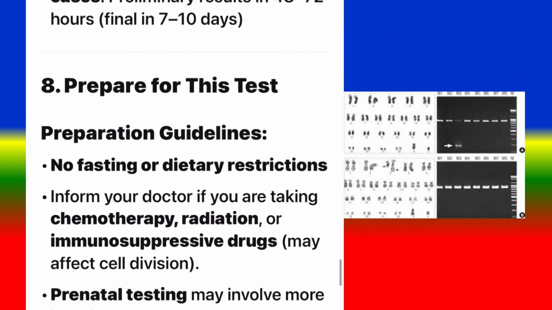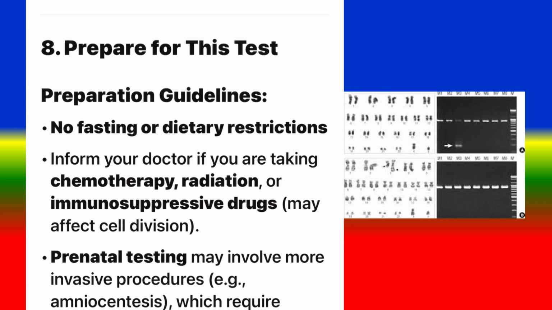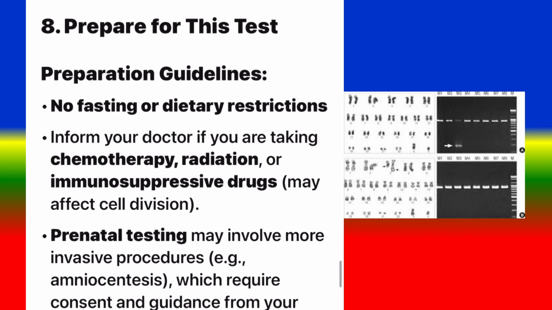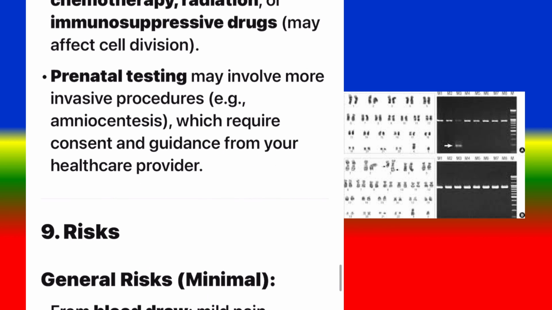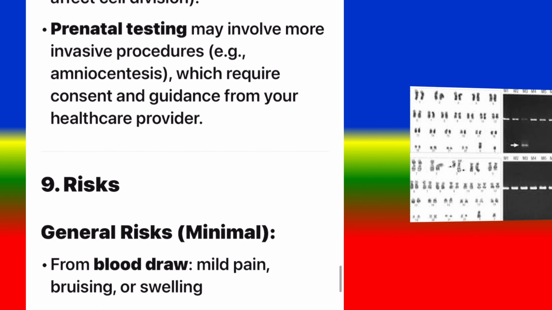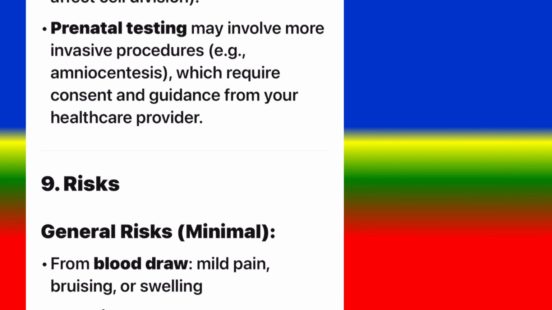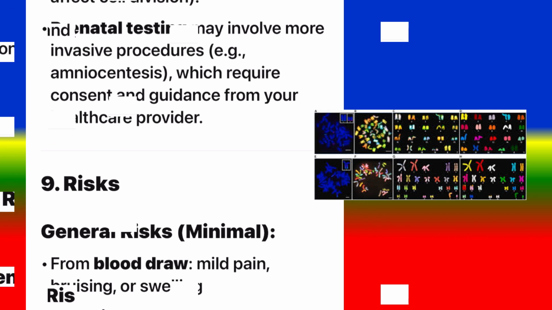8. How to prepare for this test. Preparation guidelines: no fasting or dietary restrictions. Inform your doctor if you're taking chemotherapy, radiation, or immunosuppressive drugs, as they may affect cell division. Prenatal testing may involve more invasive procedures, e.g. amniocentesis, which require consent and guidance from your healthcare provider.